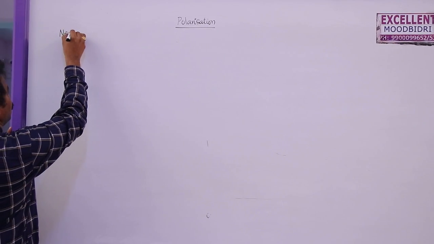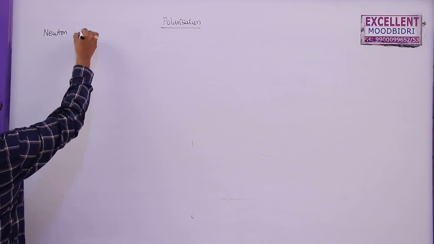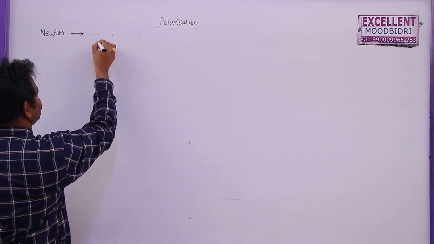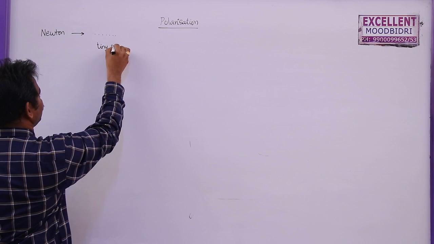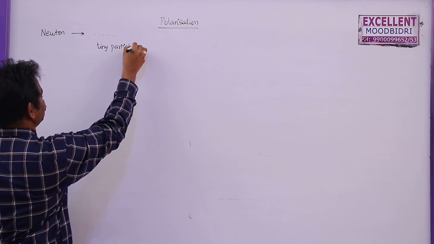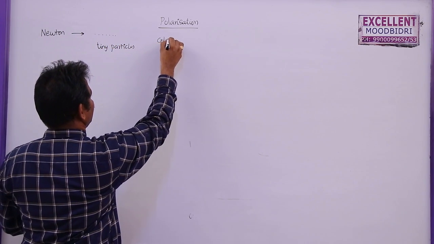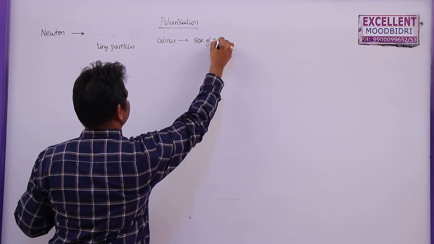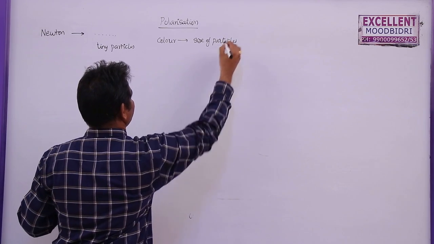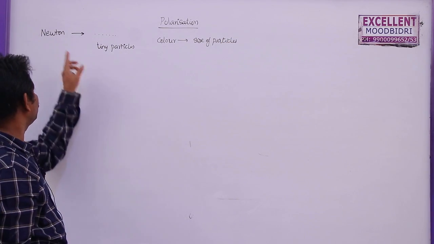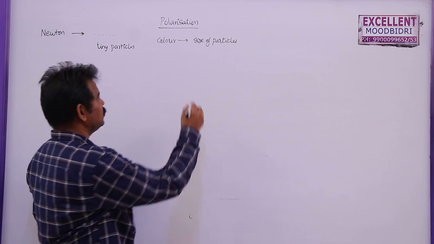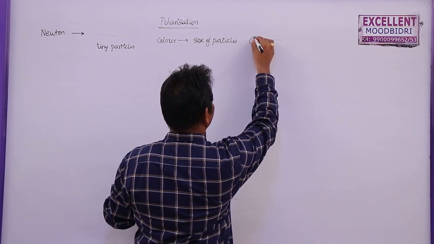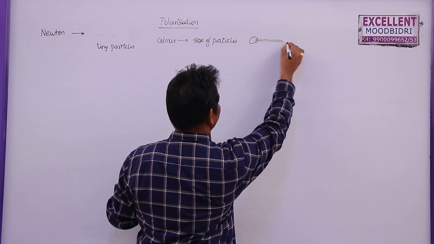According to Newton, light consists of tiny particles, and the color of the light depends on the size of these particles. Whenever the size of the particle changes, according to Newton, the color also changes. These particles come out from a source, any source, just like bullets come from a gun continuously.